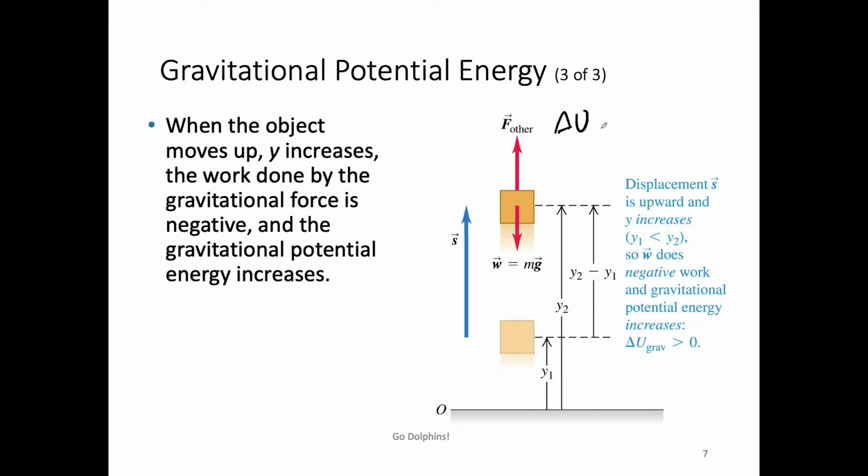Now, if the work done by gravity is negative, remember, the negative of the work done by gravity gives you the change of potential energy. So the change of potential energy is positive in this case, which makes sense, right? When an object goes up, its gravitational potential energy increases.